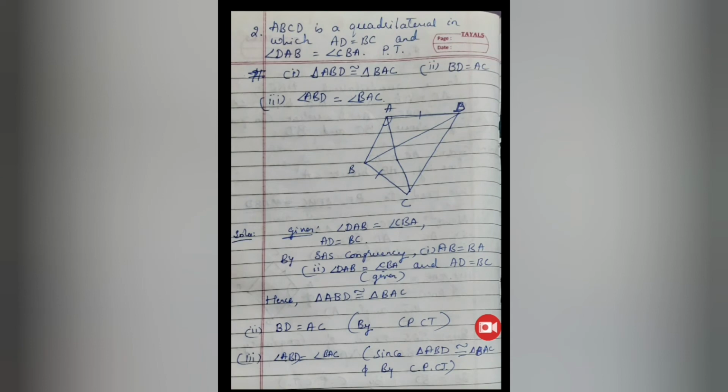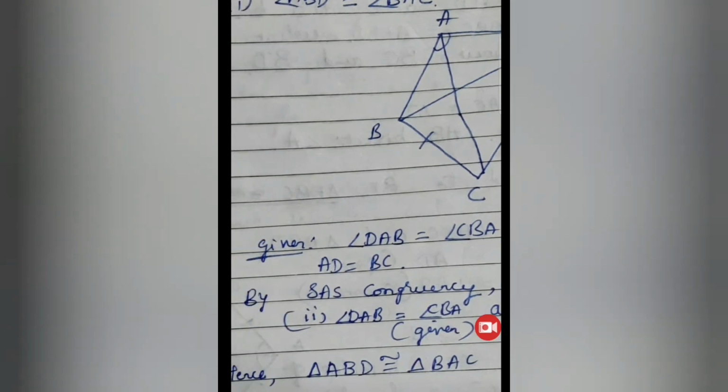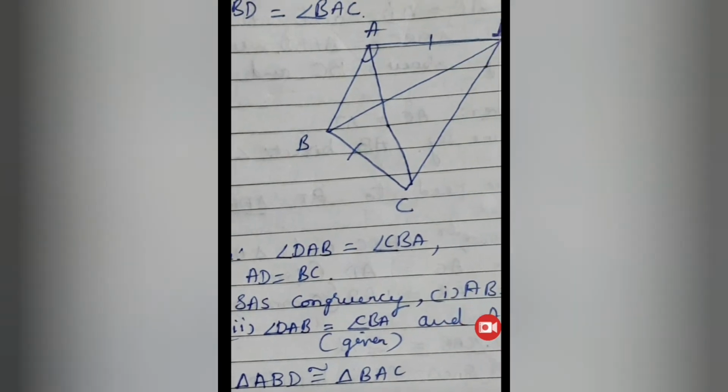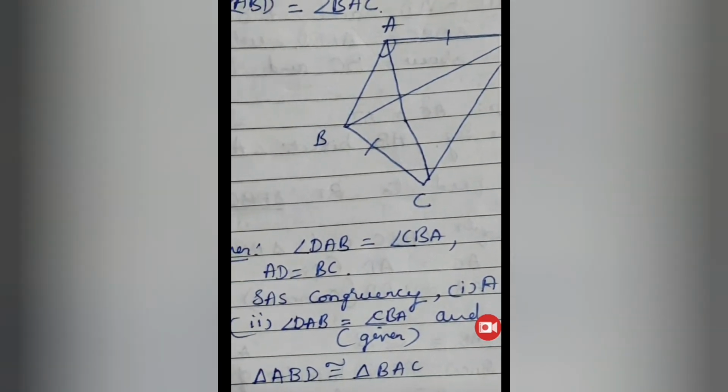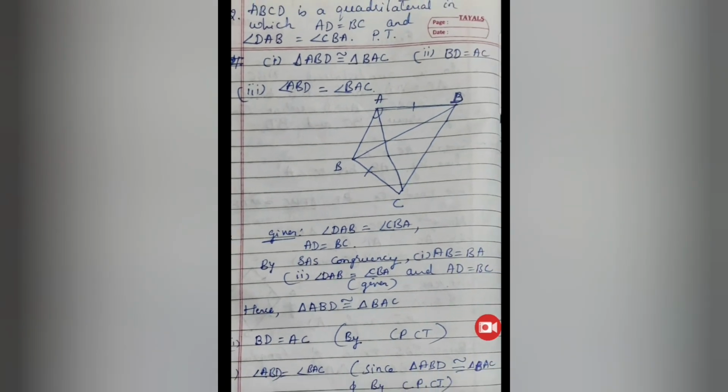So let us start with the given in the solution. Given is angle DAB is equal to angle CBA, and they have also mentioned that side AD is equal to side BC. So in the given itself, you got one angle pair and two corresponding sides equal, that is AD is equal to BC and angle DAB is equal to angle CBA.